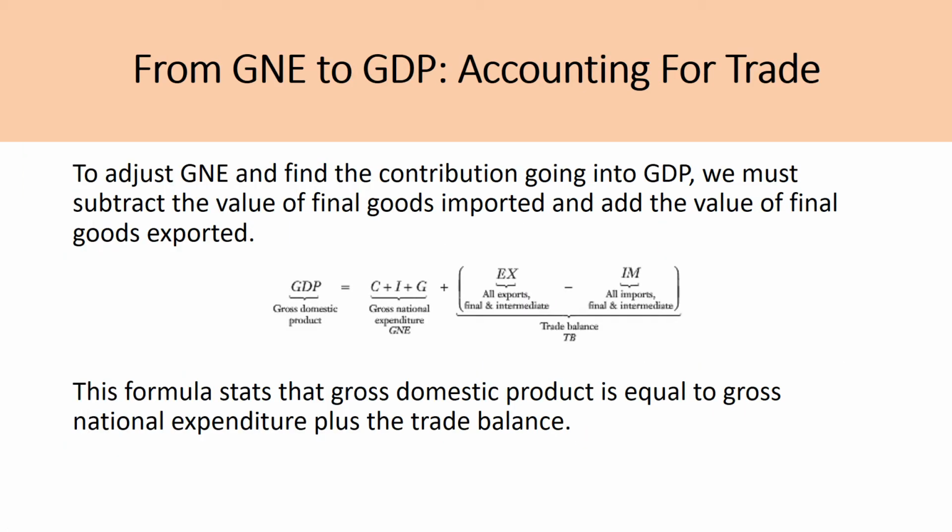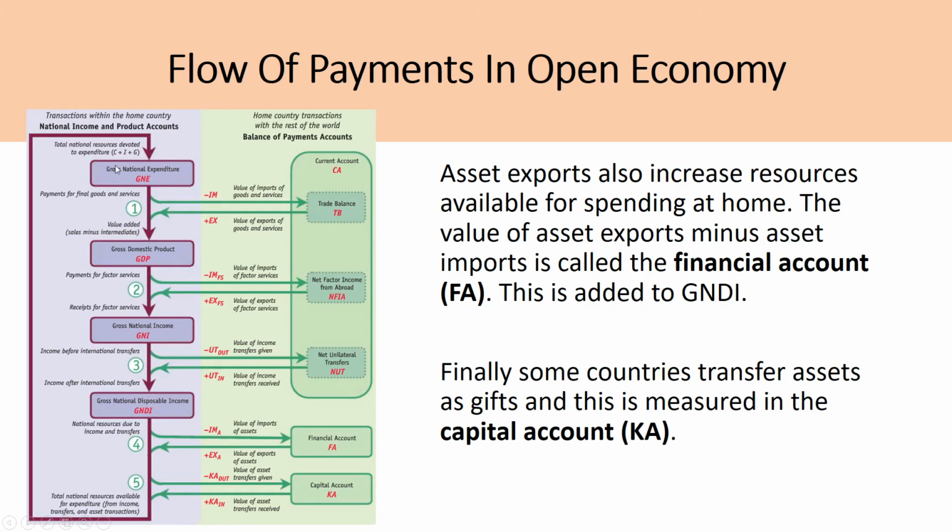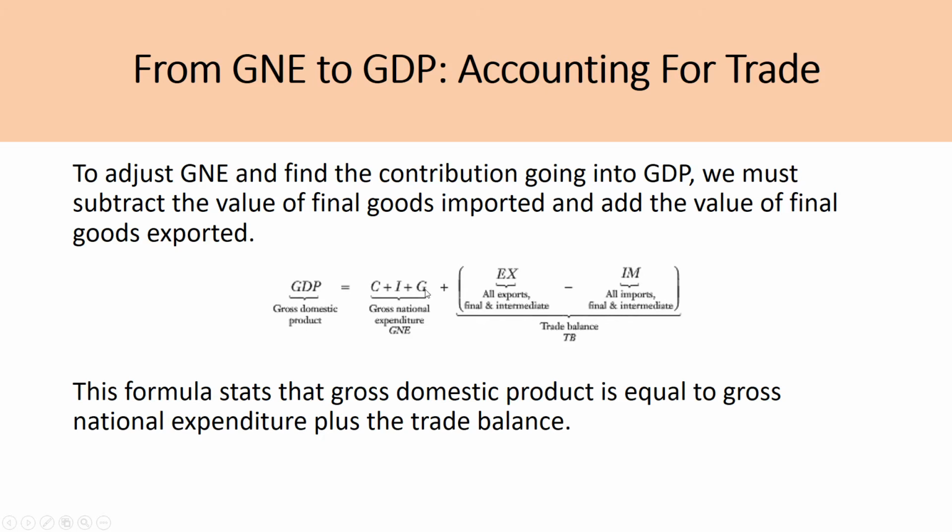The algebraic version is, so we start off with GNE. And GNE is made up of, as I said initially, consumption plus investment plus government spending. So that's GNE. You then add the trade balance. So you add GNE plus the trade balance to get the GDP. So C plus I plus G plus the export of final and intermediate goods and services minus the import, or net, the trade balance, plus the trade balance equals gross domestic product.